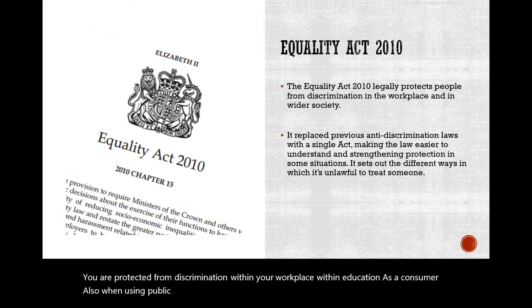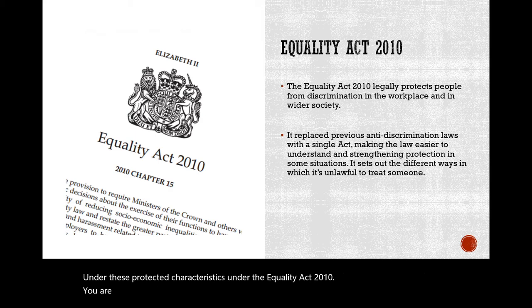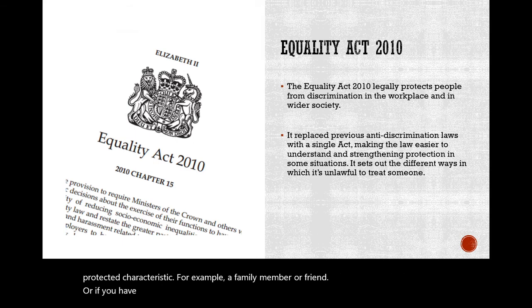You are protected from discrimination within your workplace, within education, as a consumer, when using public services, and when buying or renting properties. You are protected under these protected characteristics under the Equality Act 2010. You are also protected from discrimination if you are associated with someone who has a protected characteristic, for example, a family member or a friend, or if you have complained about discrimination or supported somebody else's claim. You are protected under the Equality Act 2010.